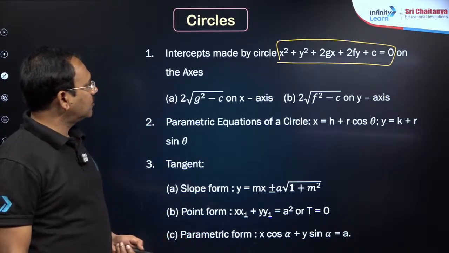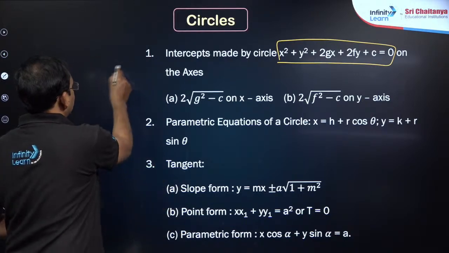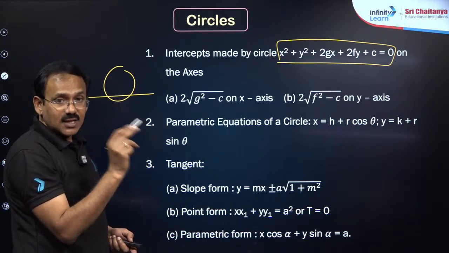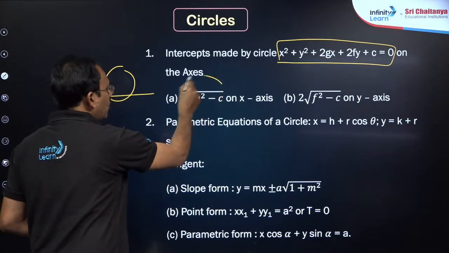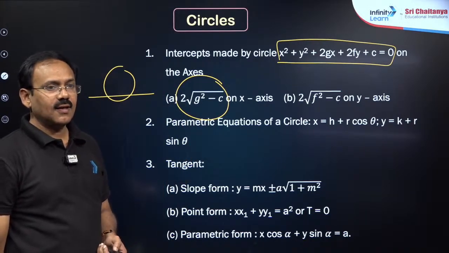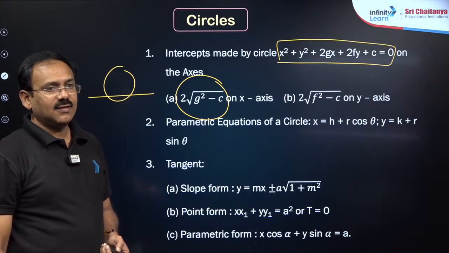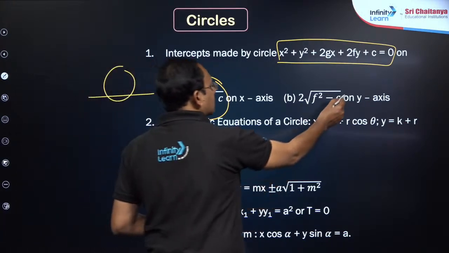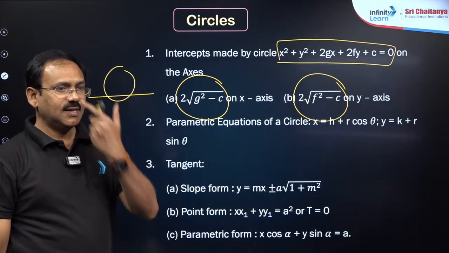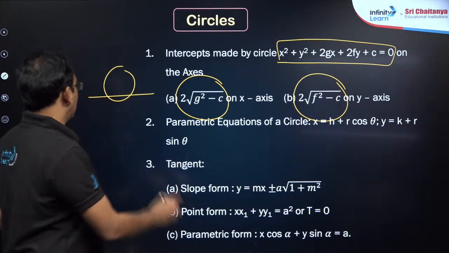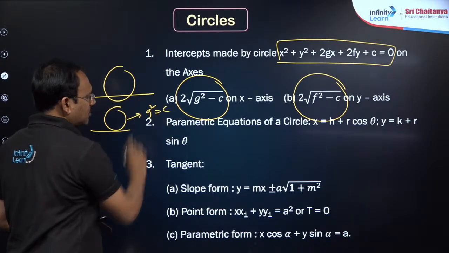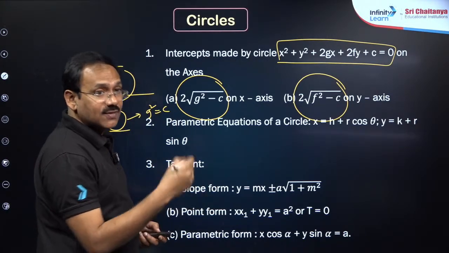Okay, fine. If a circle cuts the x-axis, my dear friends, the length of the intercept of the circle on the x-axis is 2 into root of g square minus c. And on the y-axis, 2 into root of f square minus c. And another point here itself: if a circle touches the x-axis, this must be 0, you will get g square is equal to c. Touches the y-axis, you will get f square is equal to c.